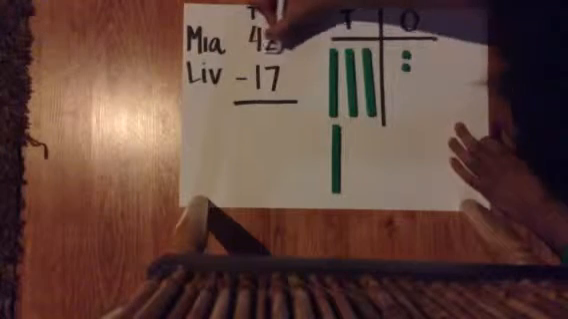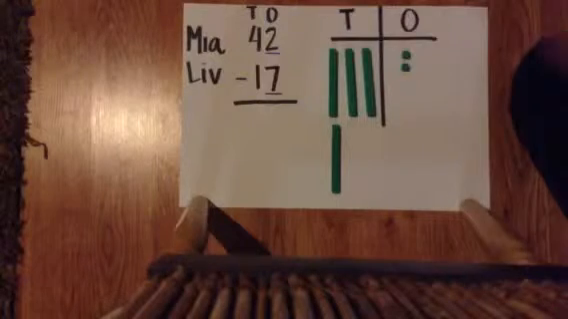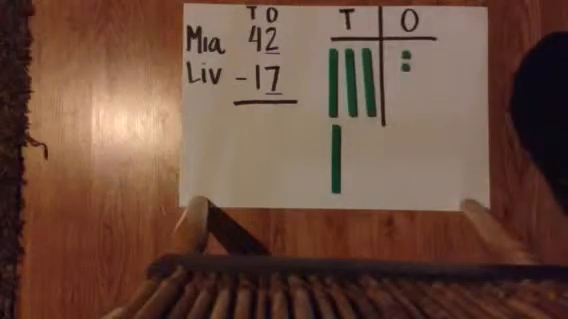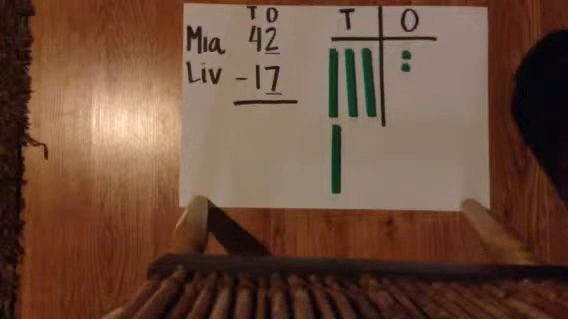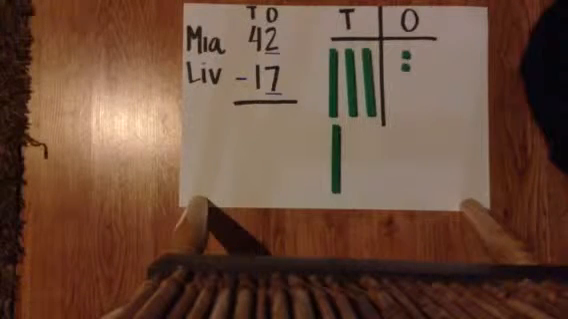So, 2, take away 7. Hold up 2 fingers for me. Give me 7. Exactly, you can't. So what is it that we're going to need to do next? Right, we're going to have to regroup. But how do I do that?